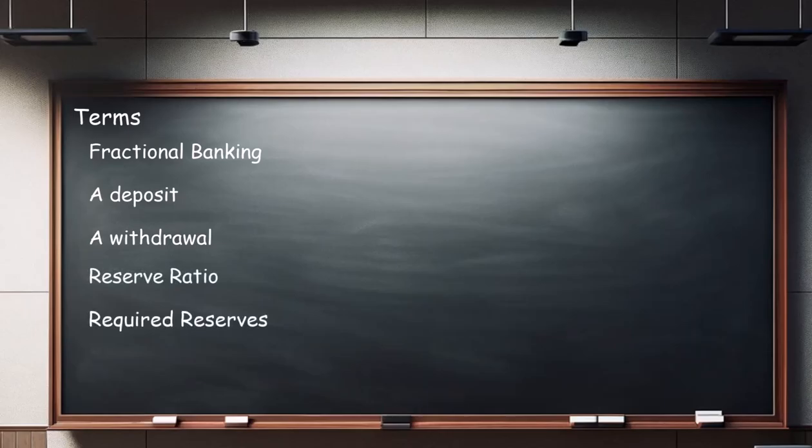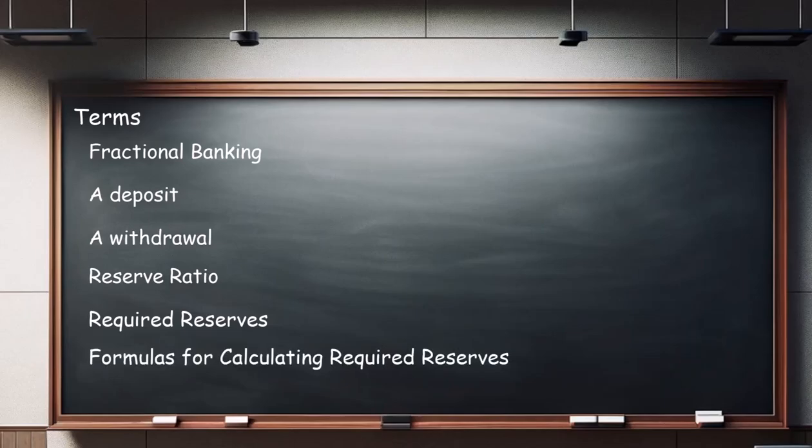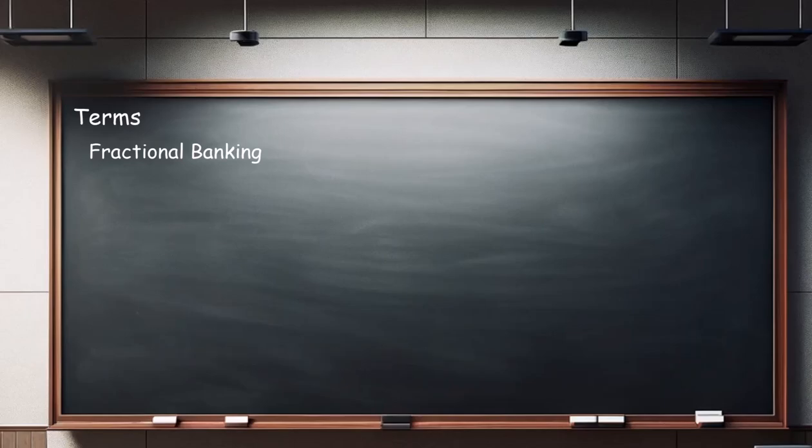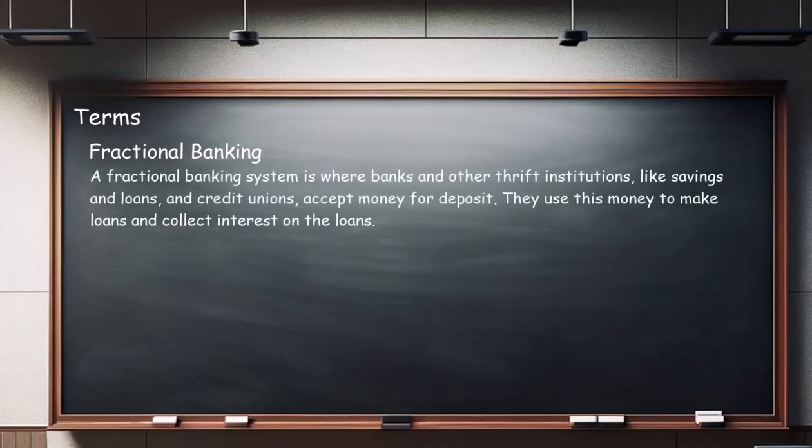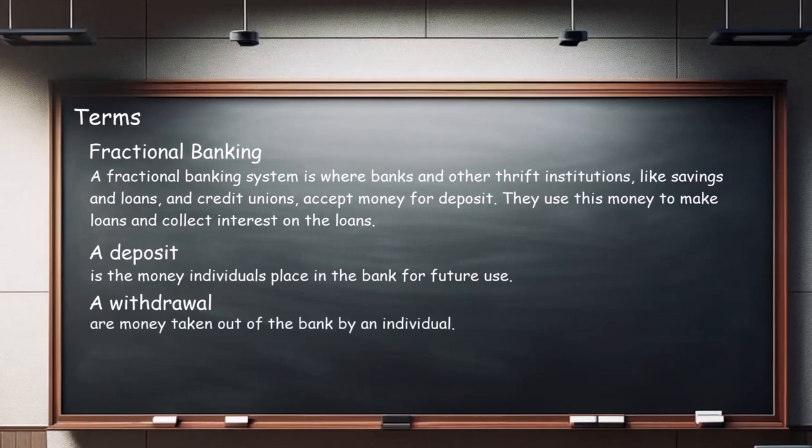Also, let's take a minute to review the formulas for calculating required reserves and the change in required reserves. One of the keystones of understanding modern banking systems is fractional banking. A fractional banking system is one where banks and other thrift institutions, like savings and loans and credit unions, accept money from the public. They use this money to make loans and collect interest on the loans. However, the government requires banks to keep a portion of the money they accept in case the public wants access to it. A deposit is the money individuals place in the bank for future use. A withdrawal is money taken out of the bank by an individual.